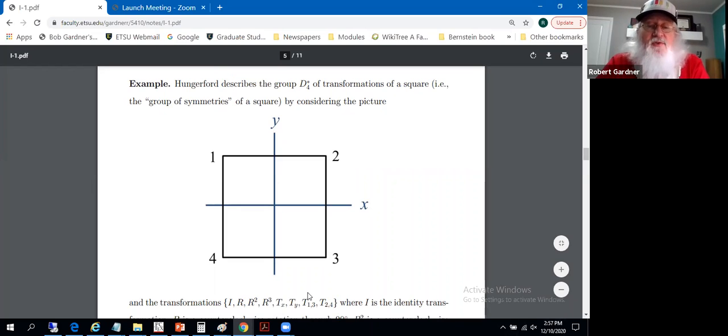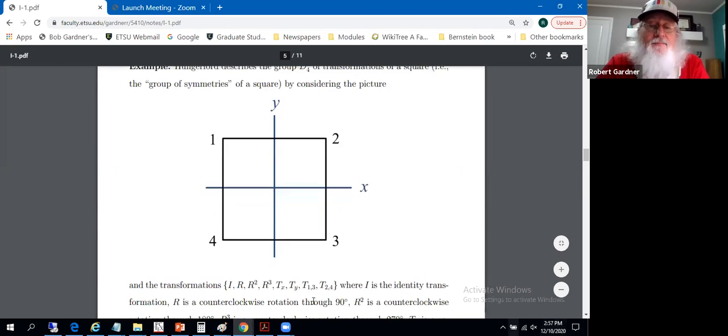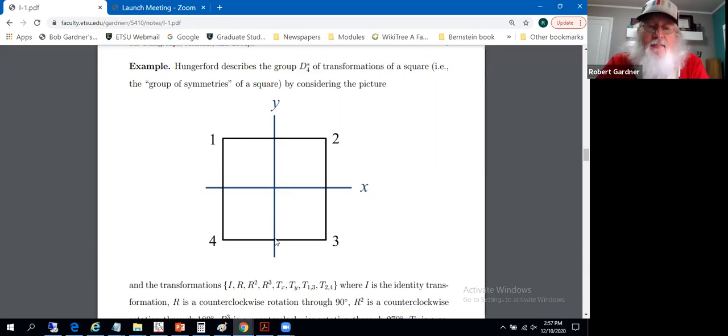We're going to consider the transformations, these 8 things here. I, the identity transformation that simply leaves that square where it is. R denotes a counterclockwise rotation through 90 degrees. So if we apply R to this square, it'll rotate it counterclockwise 90 degrees. So the 1 will rotate around to the 4, the 4 will rotate over to the 3, the 3 will rotate up to the 2, and the 2 will rotate over to the 1.